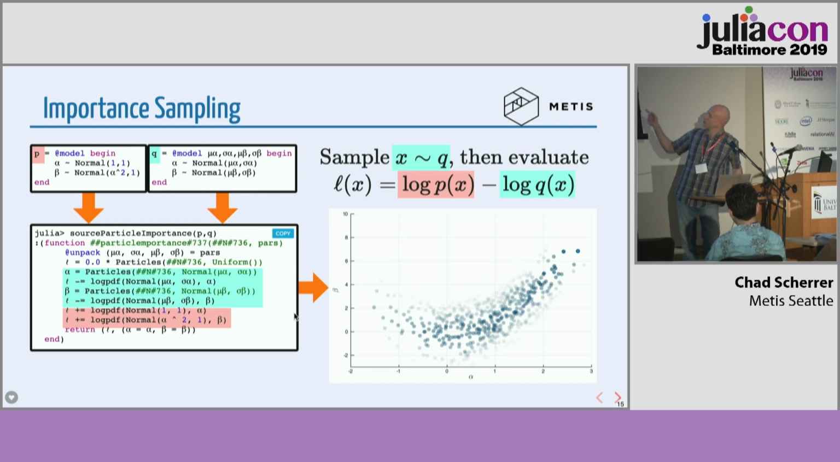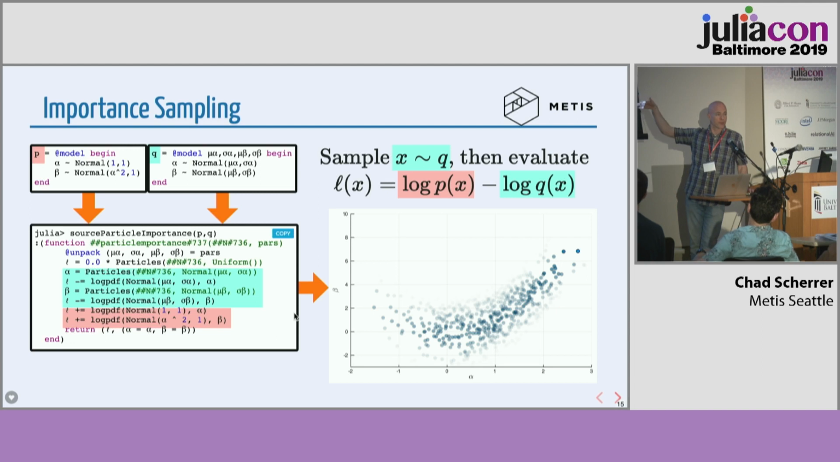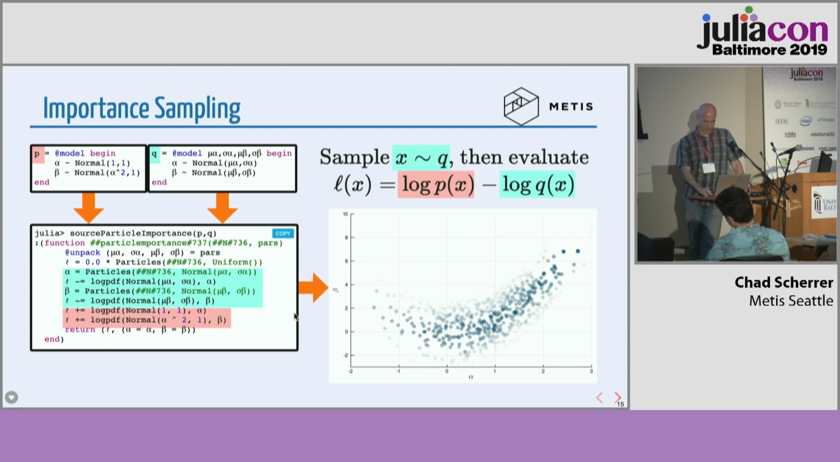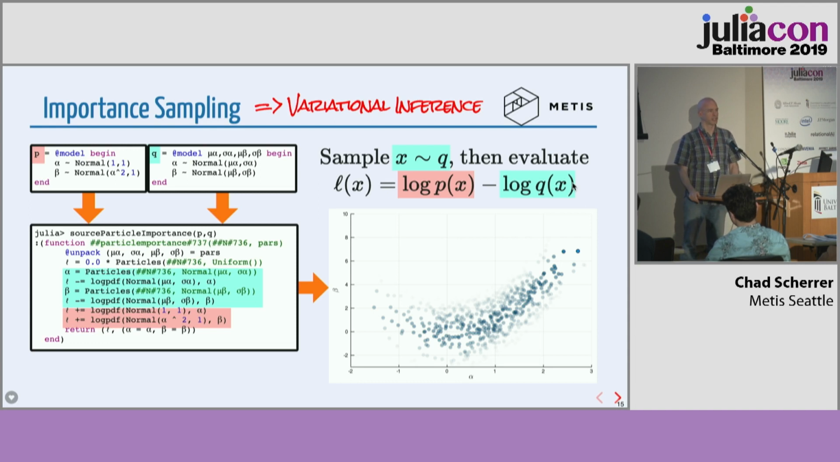And this is the result that we get. You can see that although it came from this independent bivariate normal, we have the quadratic shape that we would expect. And finally, if you've done any work with variational inference, you might recognize this log P minus log Q. This is exactly what we need. And actually, there are close connections between variational inference and importance sampling.